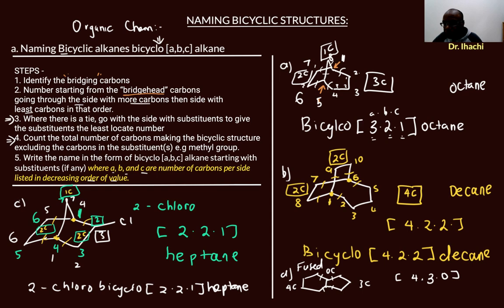So in this one, overall, how many carbons will you have? Let's start from the bridgehead: 1, 2, go through the longest side, 3, 4, 5, 6, 7, 8, 9. So the name for this will be bicyclo[4.3.0], 9 carbons, so nonane. And that's how you name such structures. Practice, get better at it.